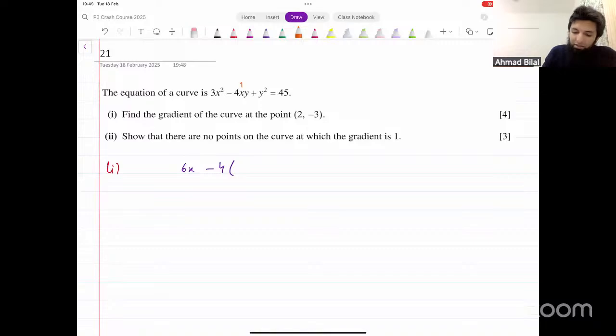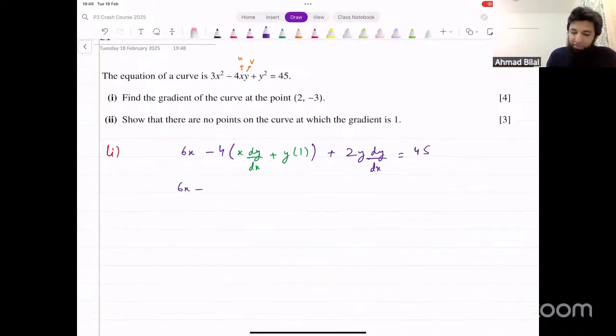And then this is u, this is v. uv dash plus vu dash, right? x as it is into the derivative of y, which is dy over dx, plus y as it is into the derivative of x, which is 1. Okay. And then the derivative of y squared, use the power rule, 2y times dy over dx. On the other side, you have 45. Let's simplify this. You get 6x minus 4x dy over dx minus 4y plus 2y dy over dx, that equals 45.